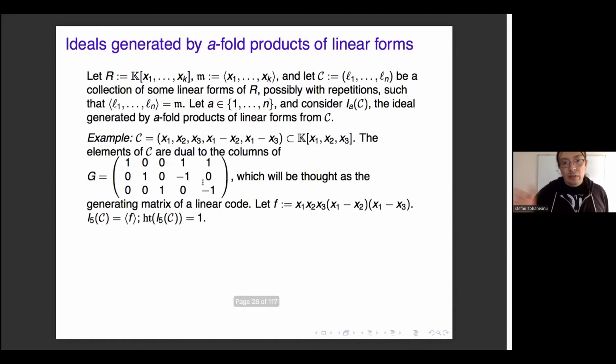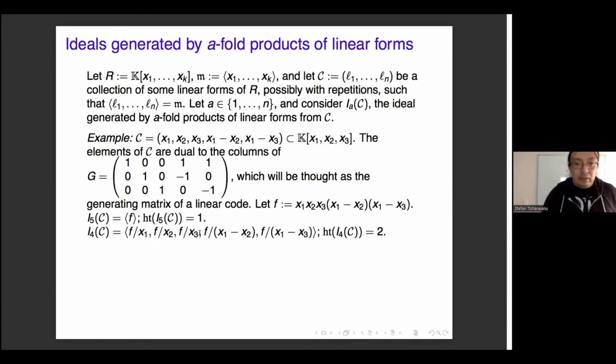And now let's do some calculations. F is the product of all linear forms. So if we look at 5-fold products, that means we take all 5 products of the entries. Well, we have 5 of them, so there's just this product, which is F. And the height of this ideal is 1. It's a principal ideal.